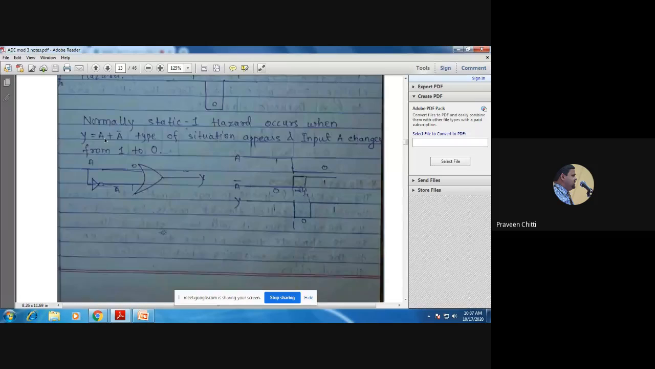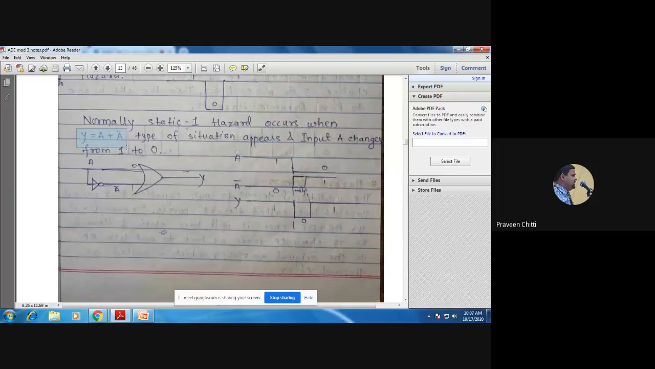You know that when we come across the situation Y equal to A plus A bar, irrespective of the value of A, whether 0 or 1, the output should always be 1. Always Y should be 1. But in this timing diagram, you have seen that for this particular interval, the output Y is becoming 0. Why? Because of the propagation delay of this inverter. Such a circuit is said to have what type of hazard? This is called static 1 hazard. I hope static 1 hazard is clear to all of you.